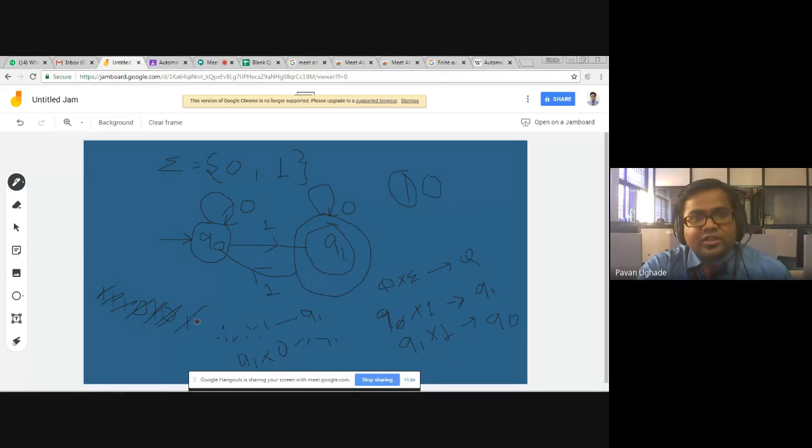If I have another one over here, then from q1 on 1 it will go to a non-final state, because the string then has an even number of ones, so it should not be accepted. It will not accept. I hope you are understanding.